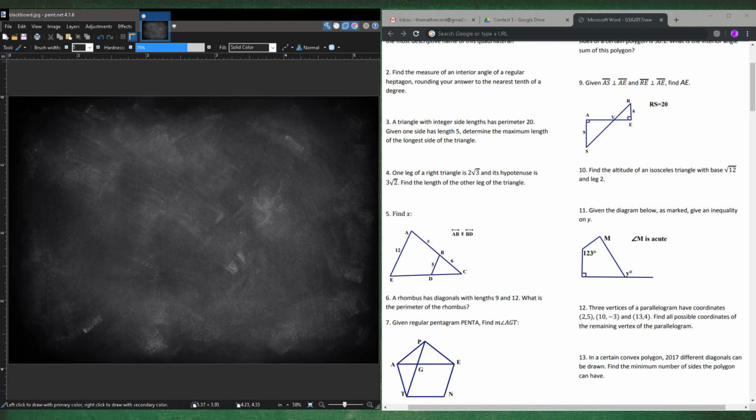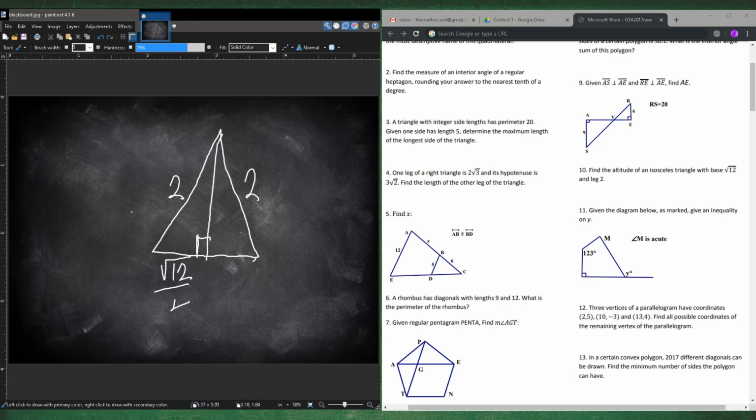Number 10. Find the altitude of an isosceles triangle with base square root 12 and leg 2. So we have an isosceles triangle with base square root 12 and legs 2, so this is 2, and this is 2. We need to find this height. So divide square root 12 by 2. It's only this side, so we could ignore all this, basically.